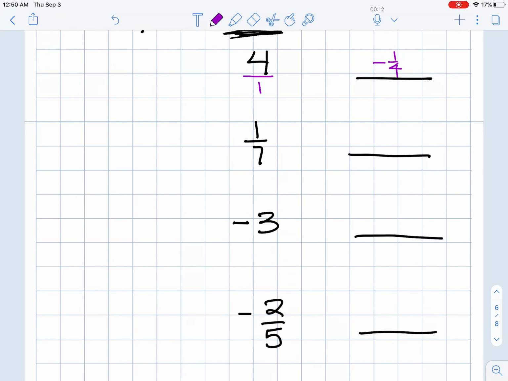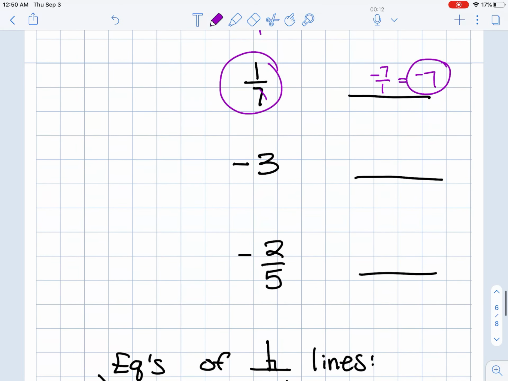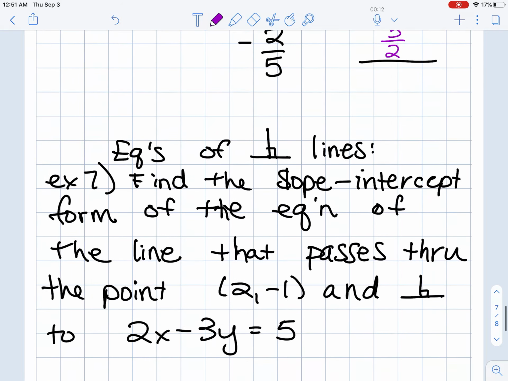The negative reciprocal of 7 would be negative 7 over 1, which is just negative 7. So these are perpendicular slopes to each other because they're negative reciprocals. Negative 3 can be rewritten as negative 3 over 1. So the opposite or negative reciprocal of that is positive 1/3. And the last one, what's the negative reciprocal of negative 2 over 5? Hopefully you guessed it, positive 5 over 2.